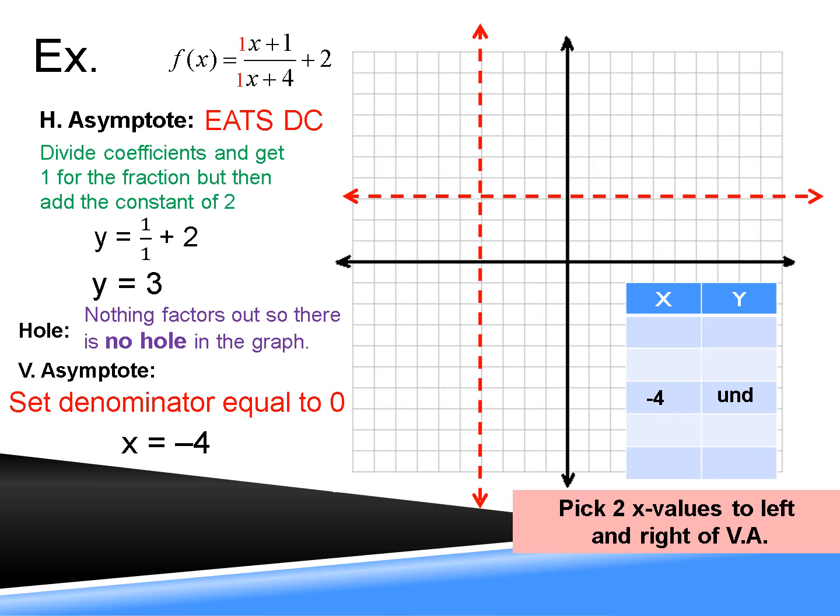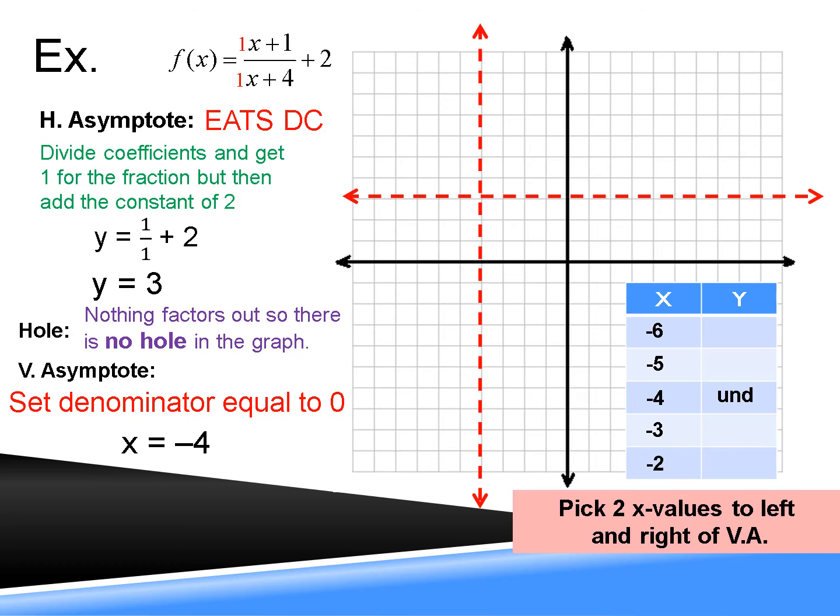Now I'm going to pick 2 x's to the left and 2 x's to the right. So immediately to the left of -4 is -5, and immediately to the left of -5 is -6. Now let's return back to -4, and we're going to go 2 to the right. Immediately to the right of -4 is -3, and to the right of that is -2.